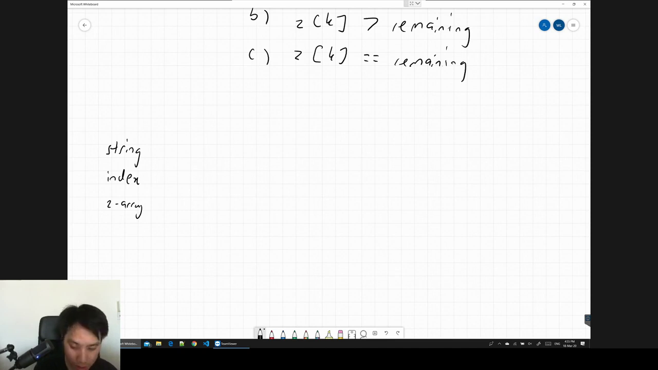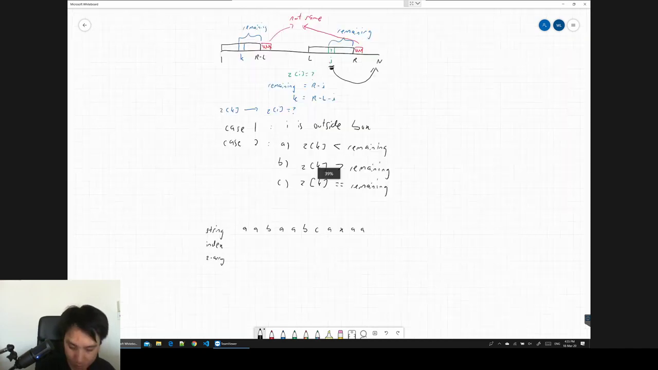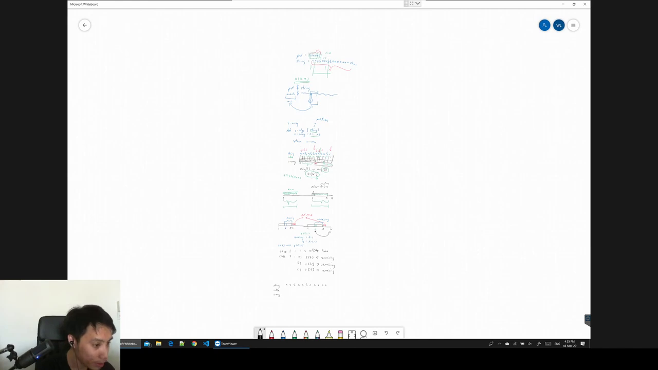So my string is going to be A, B, A, B, C, A, X. Wait, first A, B, C, A, X, A, B, oops.